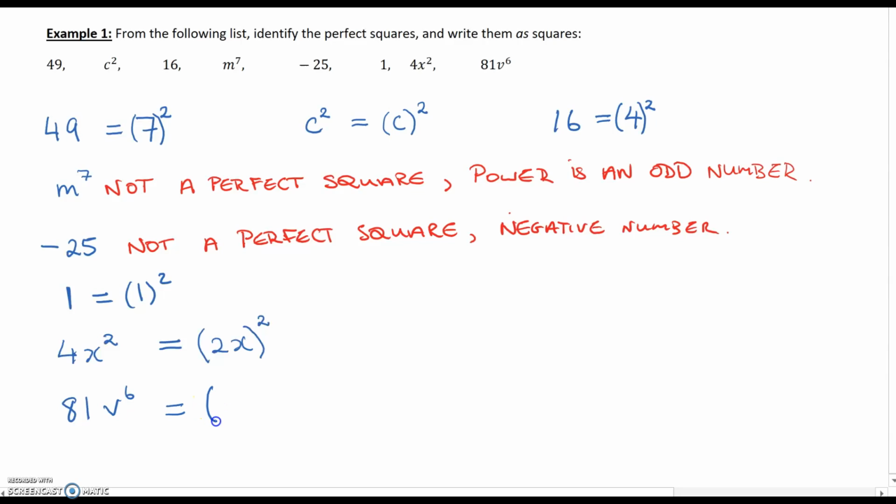Well, again, it's a combination, so we're going to put it in parentheses, and it's going to be 9. Now, to figure out what the power on v should be, you just cut it in half. So if it was v to the 6, that will be (9v cubed) squared. For even powers, to figure out what the power inside parentheses should be, just divide by 2. And that gives us our perfect squares.